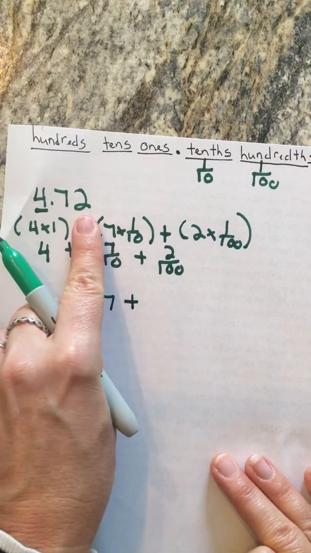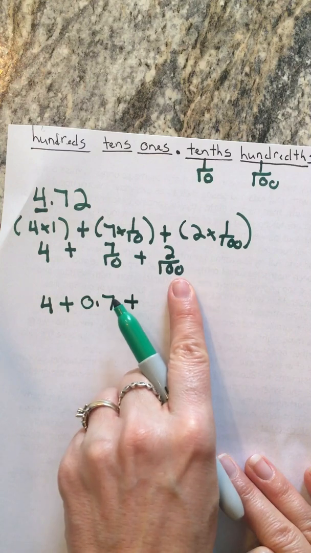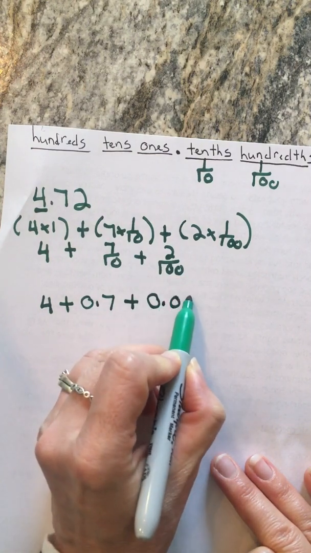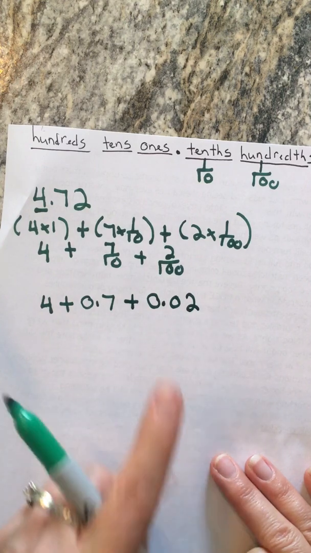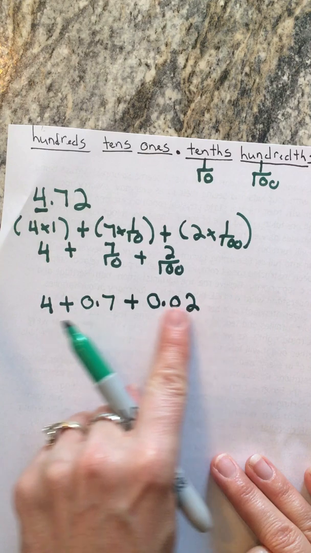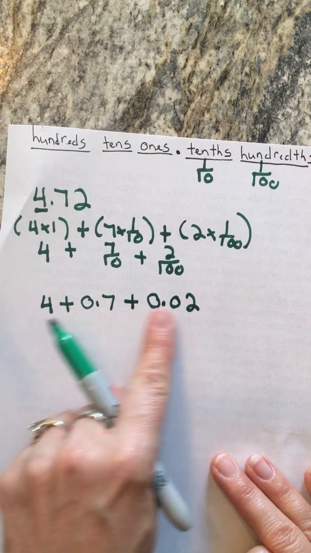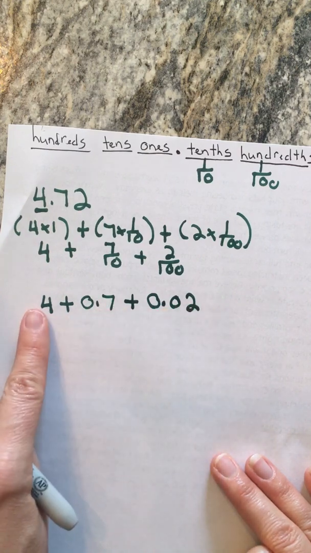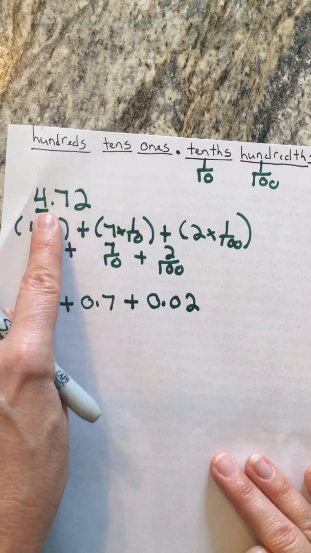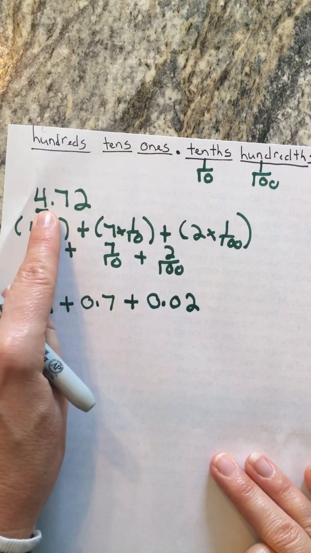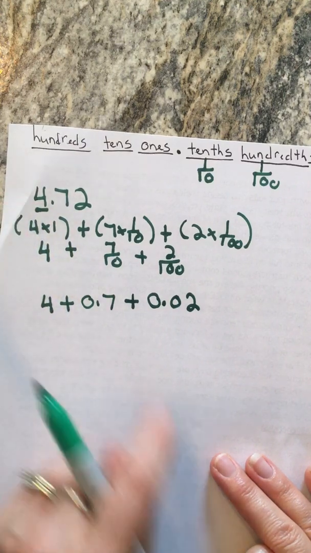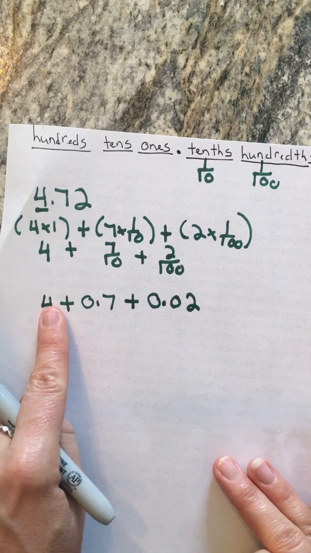Then I'm going to go to my hundredths. Well, there's 2 hundredths, and 2 hundredths can be written like this in decimal form. The 2 is in the hundredths place. So this is how you would write it in expanded decimal notation. Please pay attention. We don't use decimals when we're talking about whole numbers. So anything to the left of the decimal, these are whole numbers, and we don't represent them with decimals.